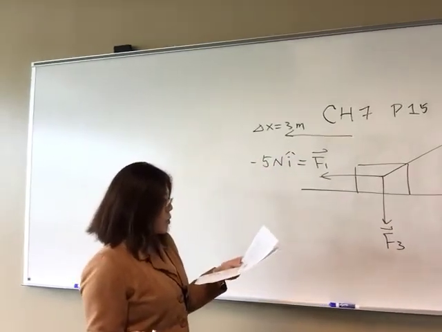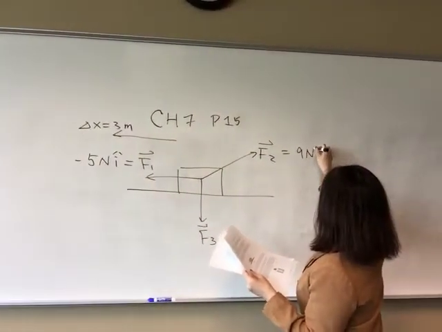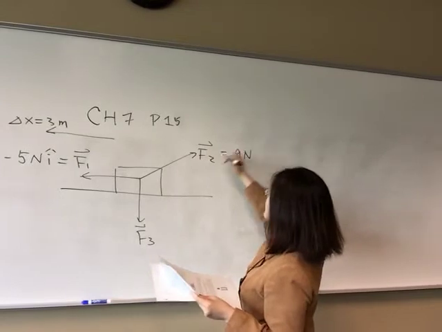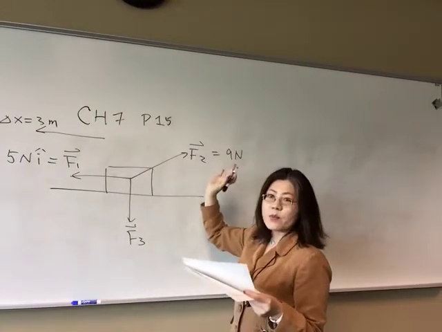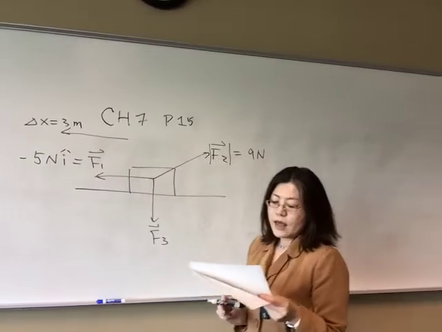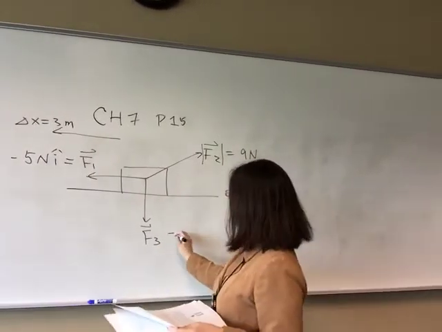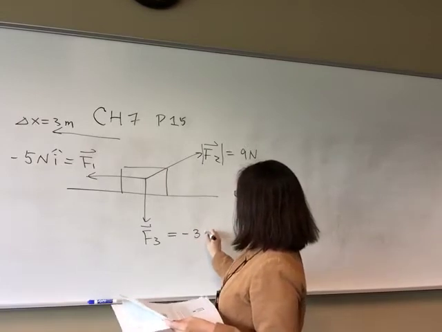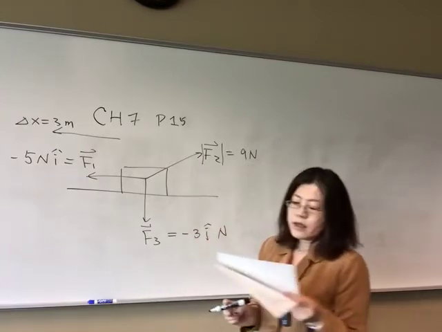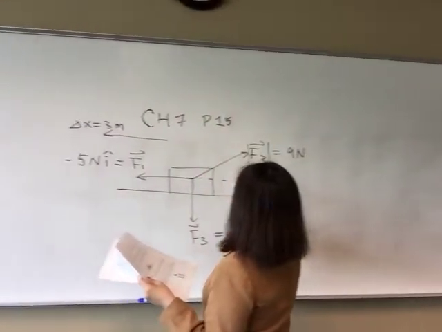And then F2 has 9 Newton. I'm not going to give a direction because it has both X and Y components, so let's just say the force magnitude is 9 Newton. And F3 has 3 Newton. F3 is pointing downward, so in vector notation, that's -3 J hat Newton. And the angle is 60 degrees.